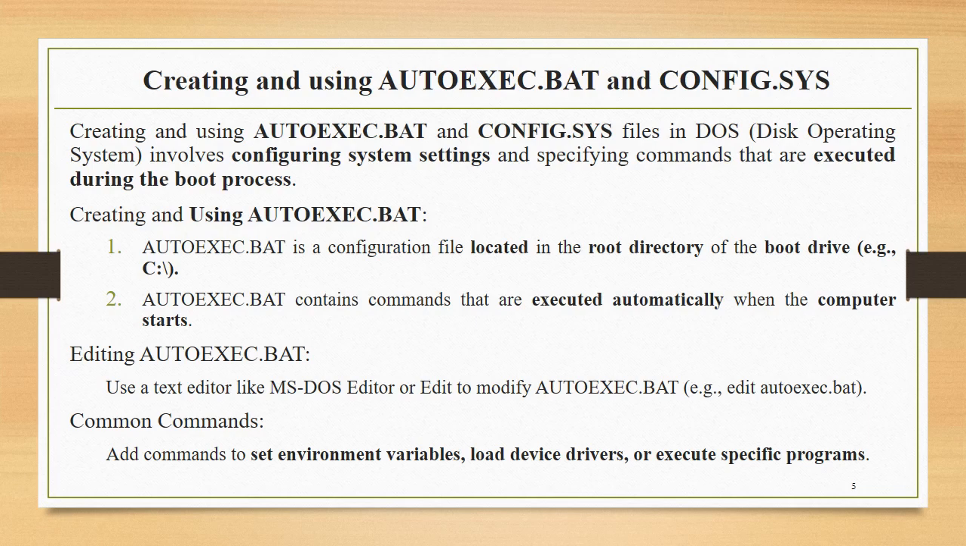Creating and using AUTOEXEC.BAT. 1. AUTOEXEC.BAT is a configuration file located in the root directory of the boot drive, e.g., C:. 2. AUTOEXEC.BAT contains commands that are executed automatically when the computer starts. Editing AUTOEXEC.BAT: use a text editor like MS-DOS Editor or Edit to modify AUTOEXEC.BAT, e.g., Edit AUTOEXEC.BAT. Common commands: add commands to set environment variables, load device drivers, or execute specific programs.